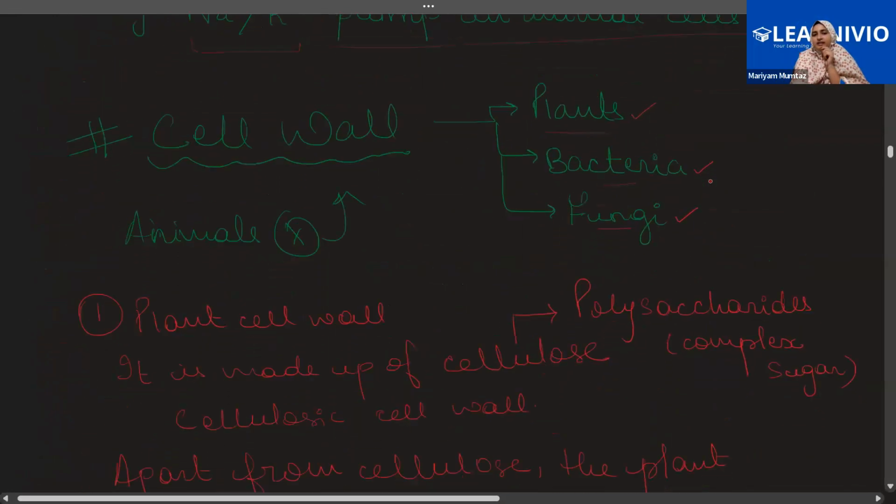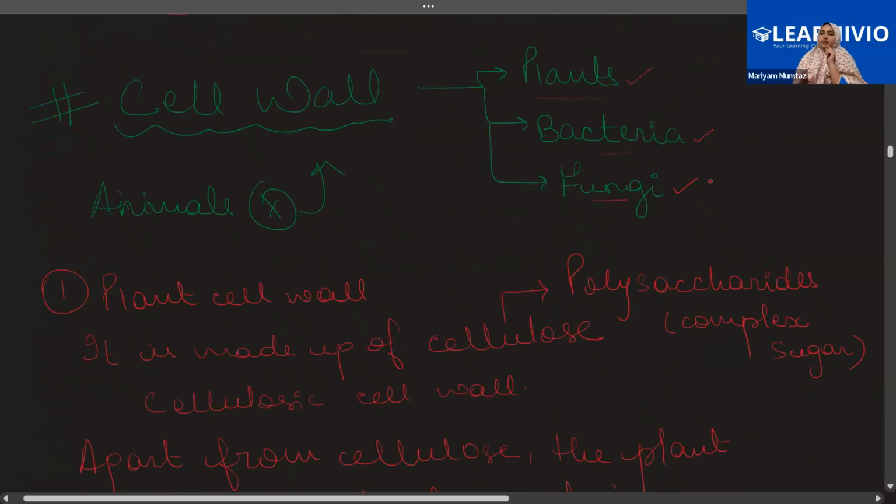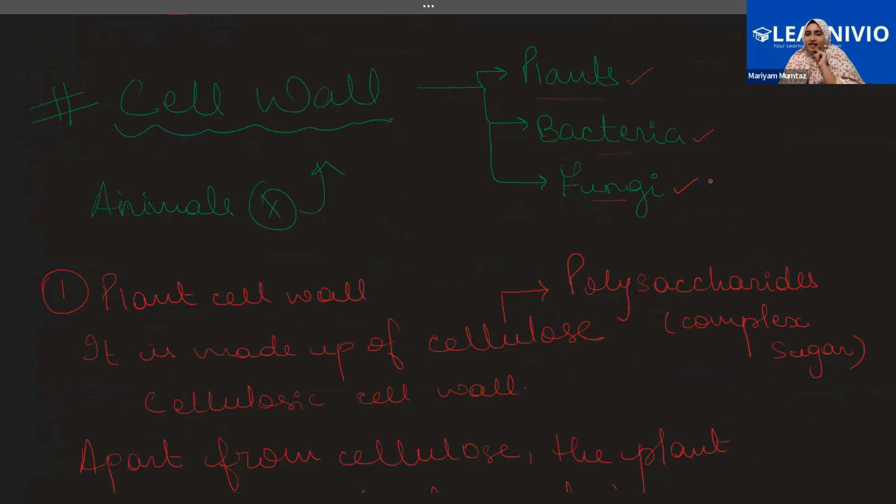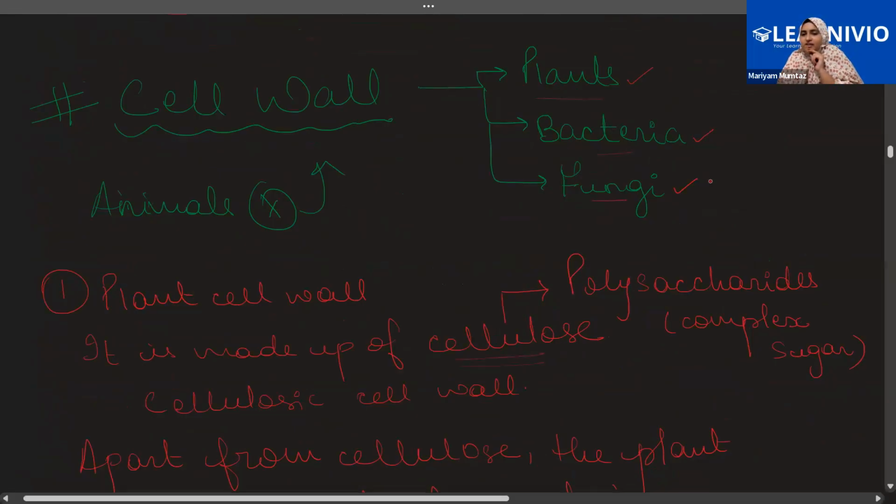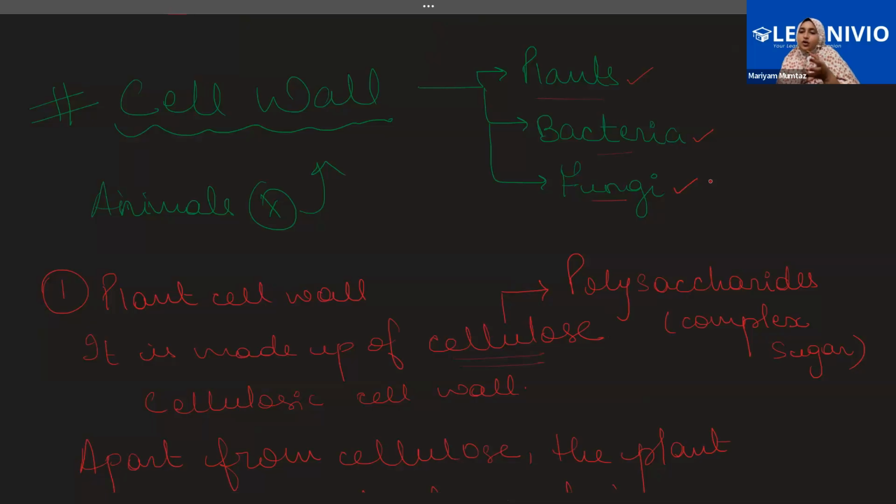Now talking about the cell wall, we know that the cell wall is present in plants, bacteria, fungi. Animals do not have it. Now the plant cell wall is made up of cellulose, which is a polysaccharide. Poly means many, saccharide means sugar. So polysaccharide is a complex sugar.